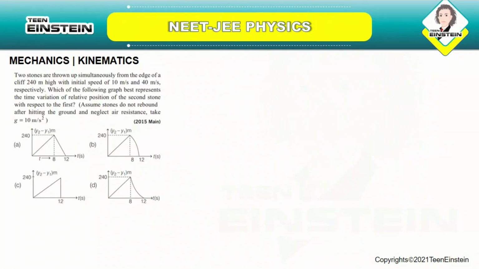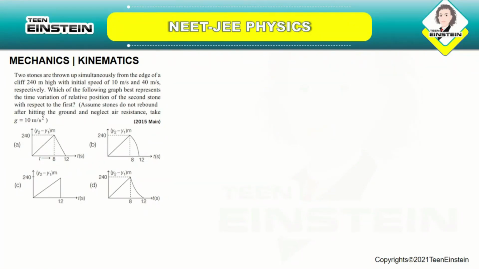Okay, let us now move on to the next question. Two stones are thrown up simultaneously from the edge of a cliff 240 meter high with initial speed of 10 meter per second and 40 meter per second respectively. Which of the following graph best represents the time variation of relative position of the second stone with respect to the first? Assume stones do not rebound after hitting the ground and neglect air resistance. Take g equal to 10 meter per second square.